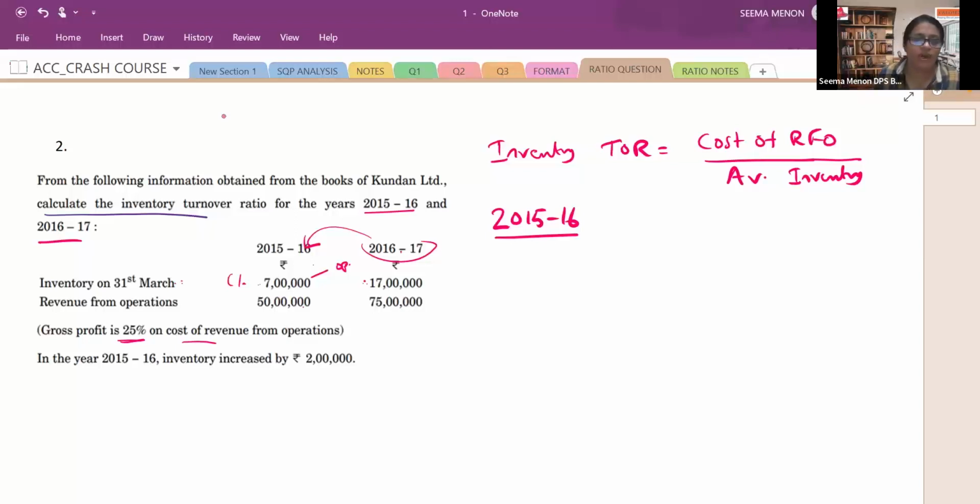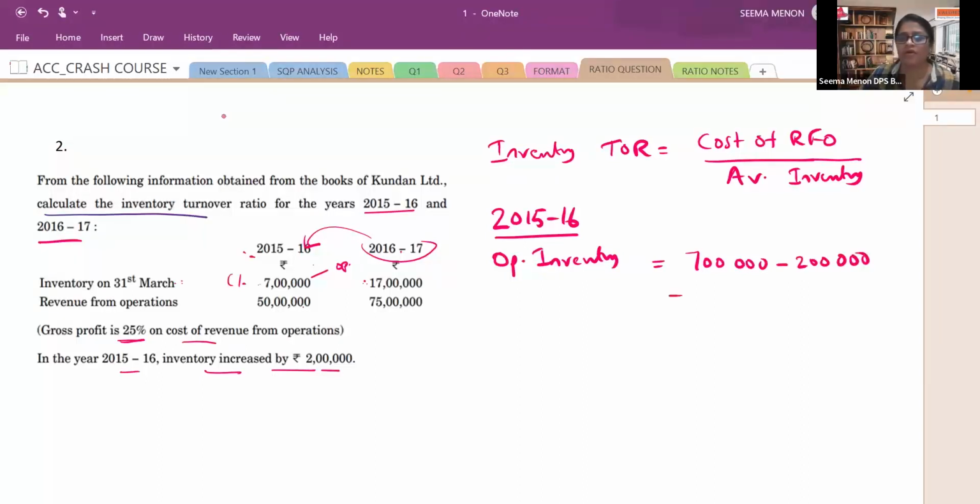Now again, in the year 2015-16, the inventory is increased by 2 lakh. Compared to what you had at the start, the inventory has increased by 2 lakh rupees at the end. That means what will be the opening inventory? We are discussing 2015-16. The closing is 7 lakh, increased by 2 lakh. So you subtract 2 lakh and you will get 5 lakh rupees.